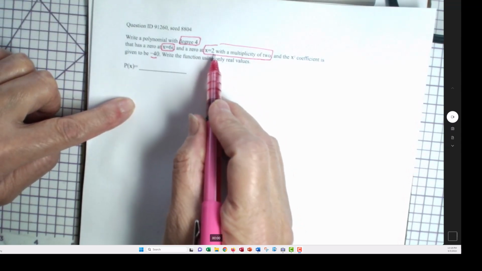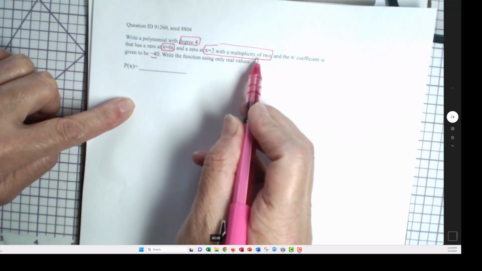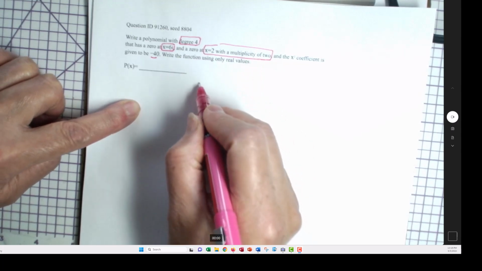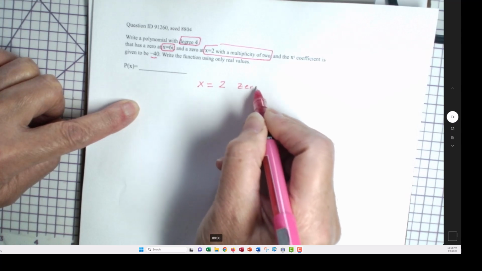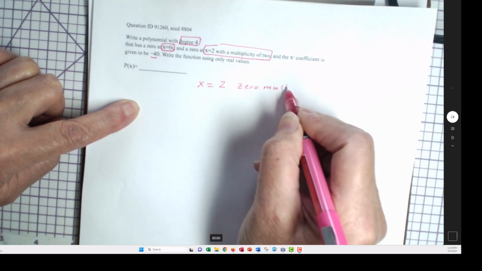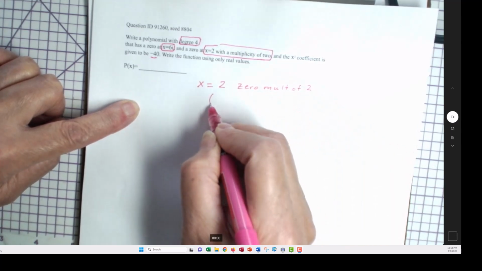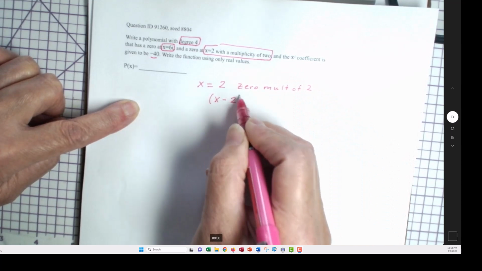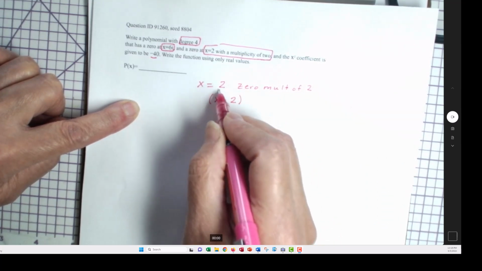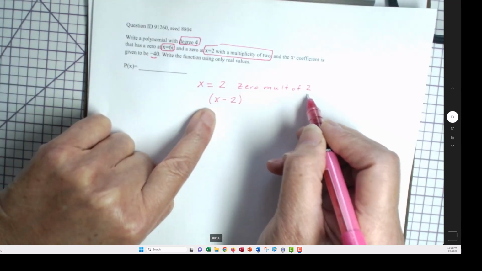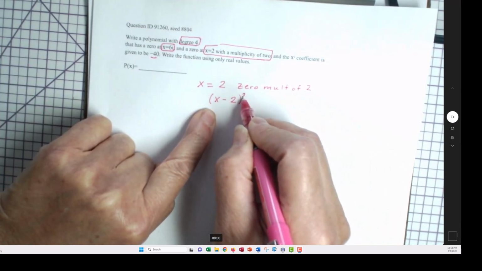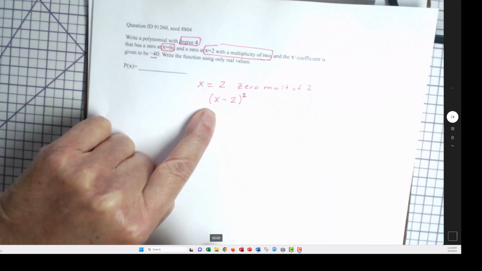Let's start with this x equals 2 with multiplicity 2, 0. So if x equals 2 is the 0 of multiplicity 2, then we know that we have a linear factor that's x minus 2. This linear factor is where we got this 0, x equals 2. If we set this equal to 0, we get that. And because it's a multiplicity 2, then we know that that linear factor is squared. Okay, so we know that.